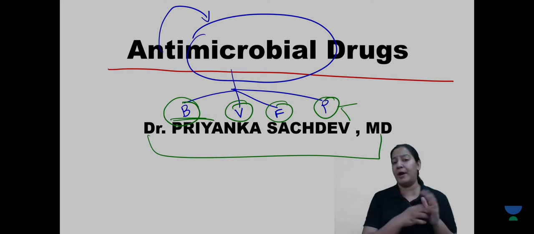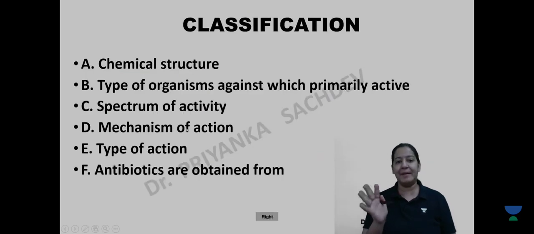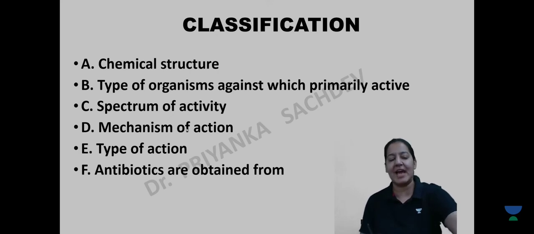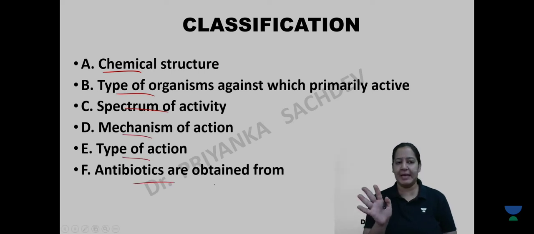The biggest portion is the antibiotics, so let's start with antibiotics only. I will teach you all of them, but before that, let me classify antimicrobial drugs. Antimicrobial drugs can be classified based on six categories. I will be telling you six different classifications, right?